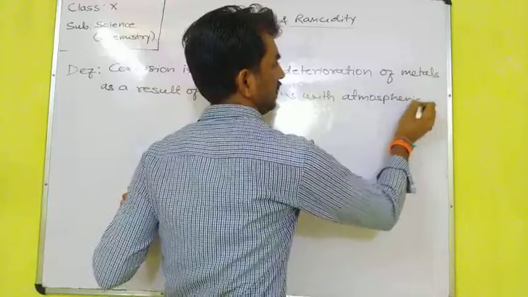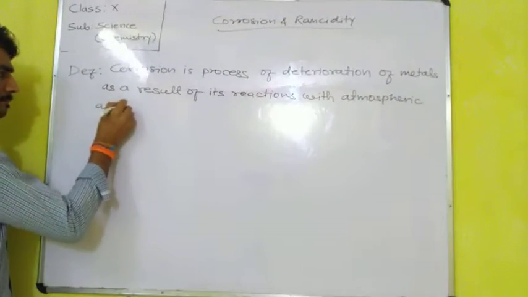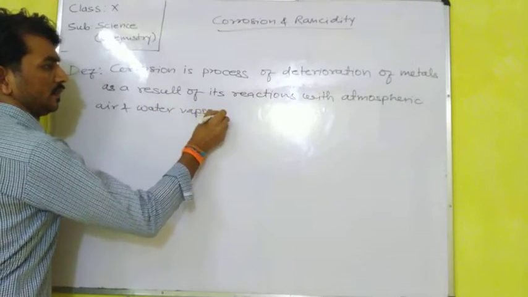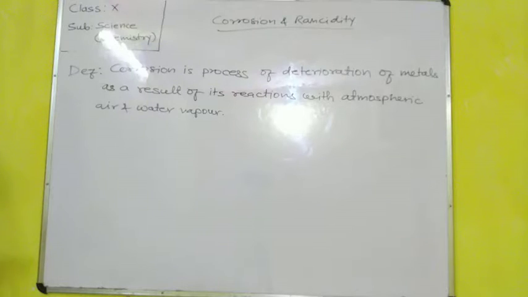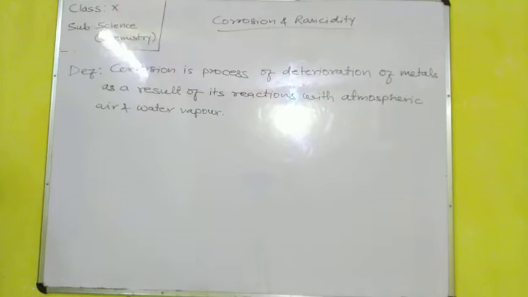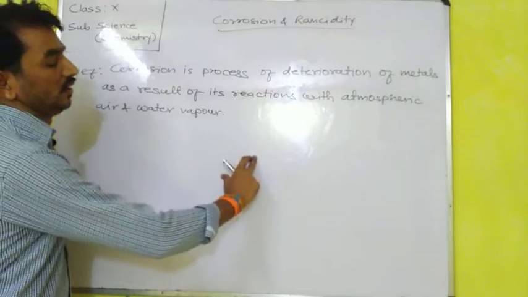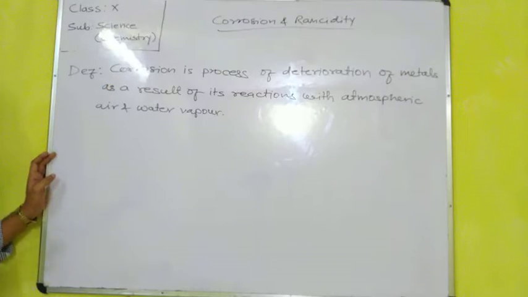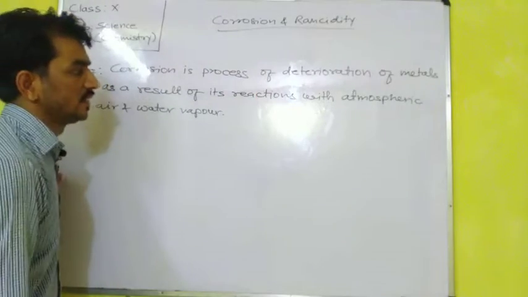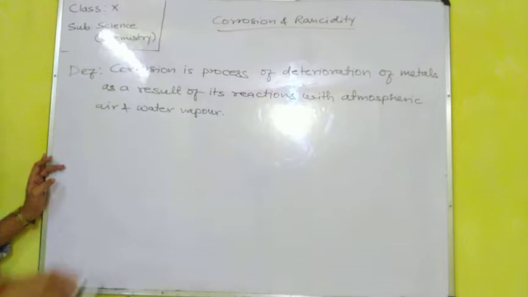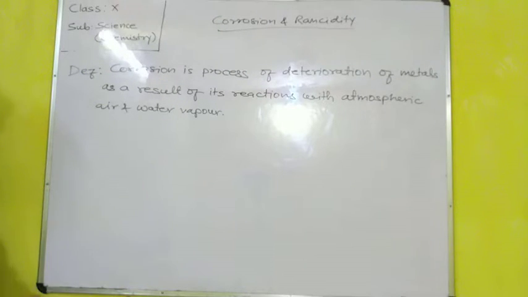Atmospheric air and water vapor. Okay, atmospheric air and water vapor. So corrosion is the process of deterioration of metals as a result of their reaction with the atmospheric air and water vapor. When any metal is kept in the open surroundings for a long time, it reacts with the atmospheric air. The gases present in the atmospheric air react, and the water vapor present in the atmosphere also reacts. So when both react, the metal is slowly spoiled.